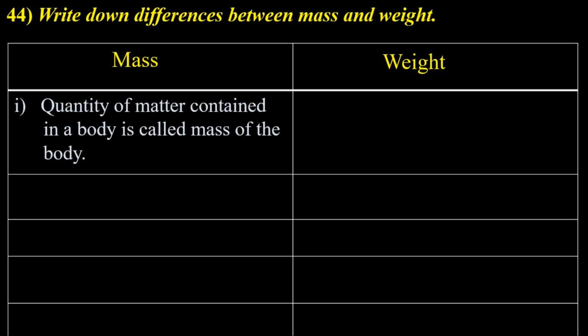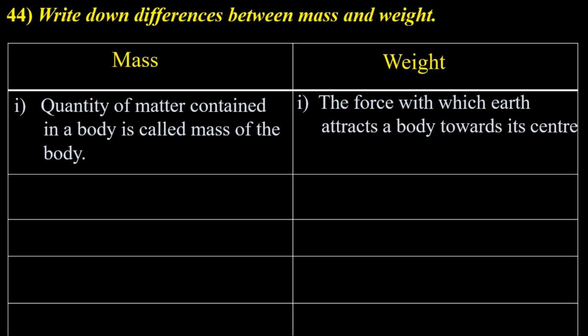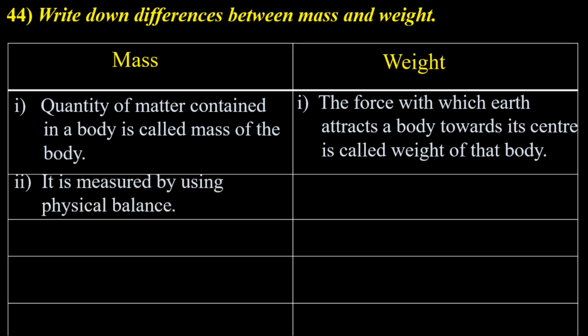Quantity of matter contained in the body is called mass of the body. Okay, what is weight? The force with which earth attracts a body towards its center is called weight of that body. Okay, let's go to second. Mass is measured by using physical balance, beam balance. Now, weight is measured by using spring balance.